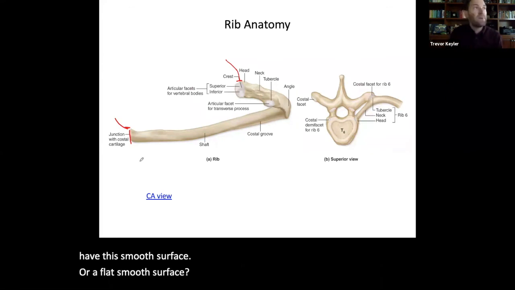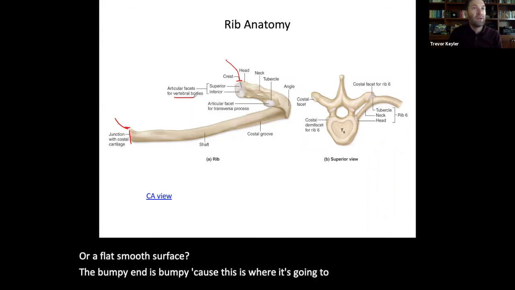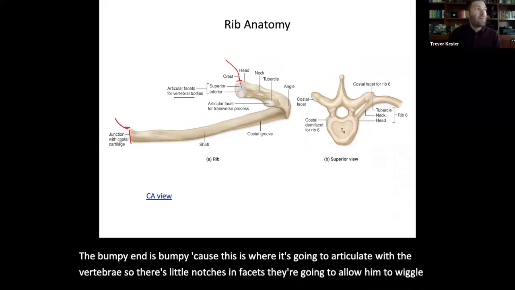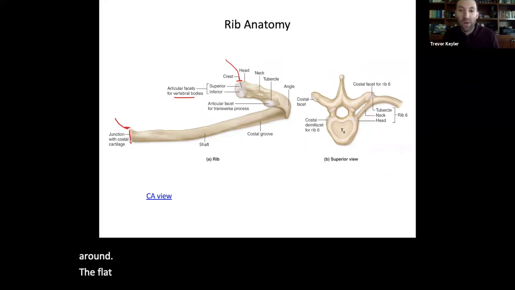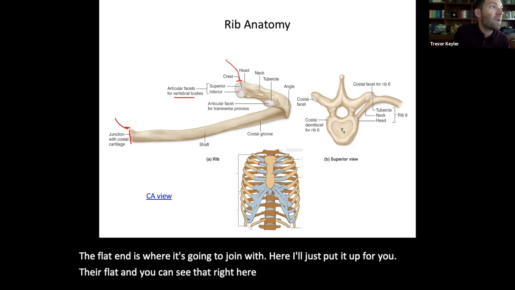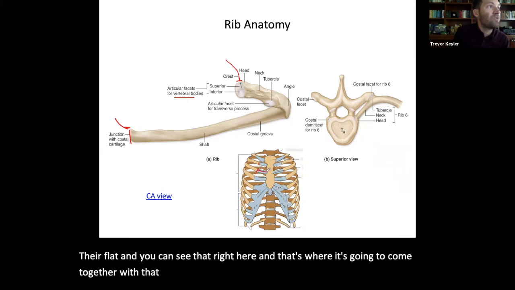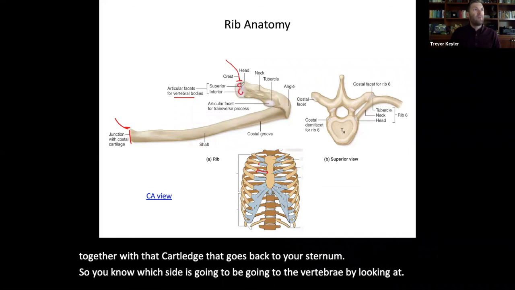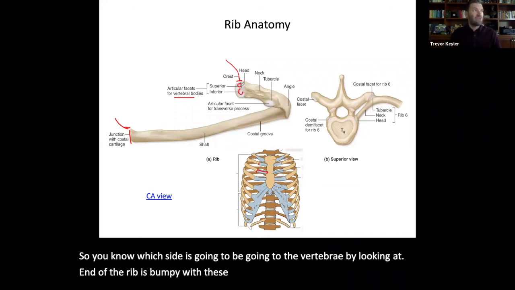The bumpy end is bumpy because this is where it's going to articulate with the vertebrae. So there are little notches and facets that are going to allow them to wiggle around. The flat end is where it's going to join with, well, here, I'll just put it up for you. They're flat, and you can see that right here. And that's where it's going to come together with that cartilage that goes back to your sternum. So you know which side is going to the vertebrae by looking at which end of the rib is bumpy with these little processes, facets, and projections.